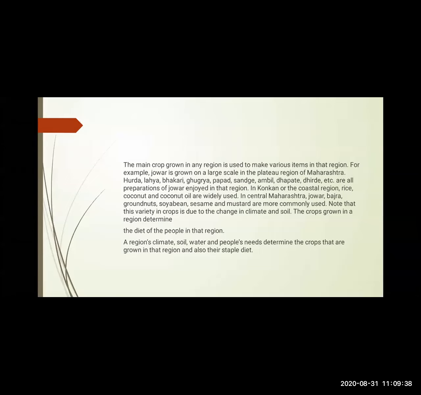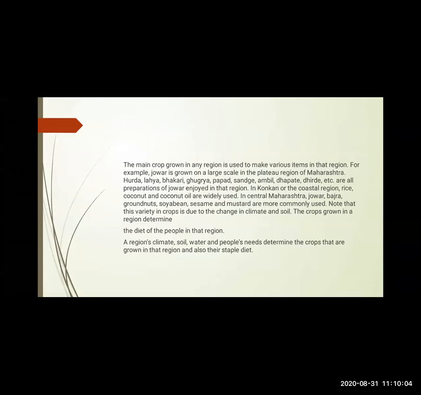Okay, this is all papad. They make sange also. In sange they put small drops like this. Then dhapate means like chapati on the griddle. Okay, then gilde also same, putting on the pan. All that are all preparations of jowar enjoyed in that region. Where jowar grows, what do those people eat? This is all they are eating.